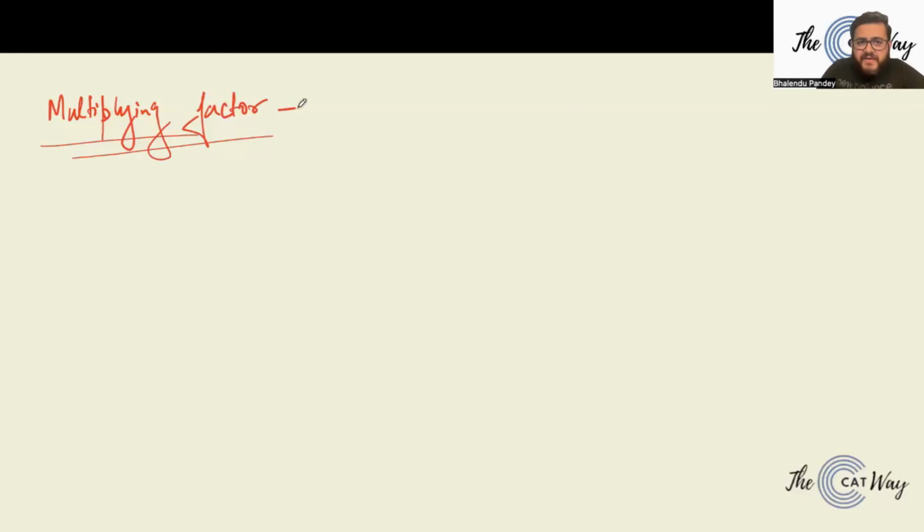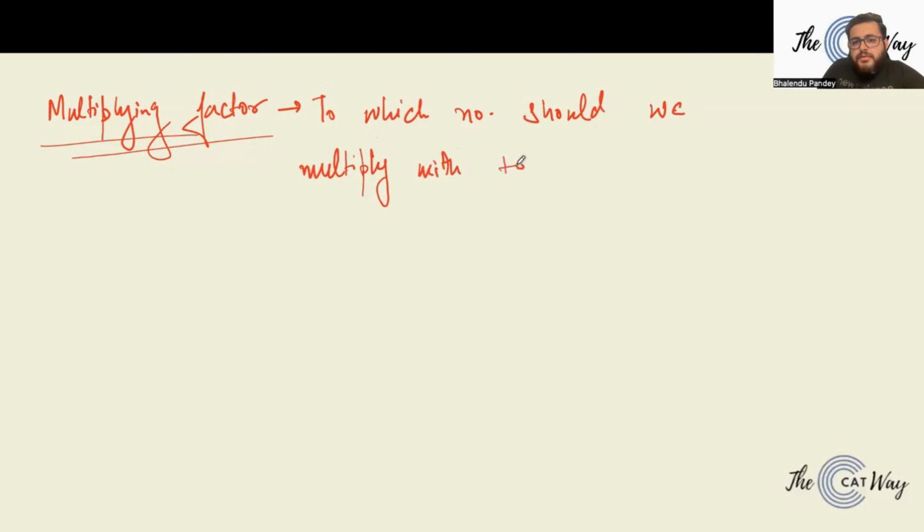Now coming to another important term, that is multiplying factor. Right? So multiplying factor simply means the number we should multiply with to achieve a certain value. Let's try to understand.